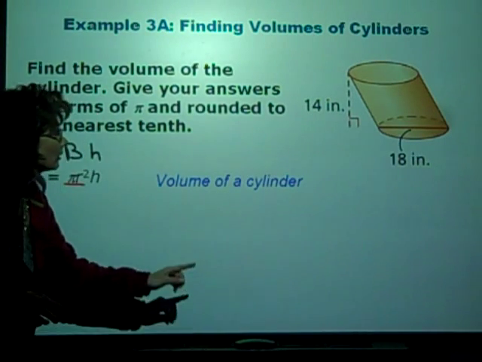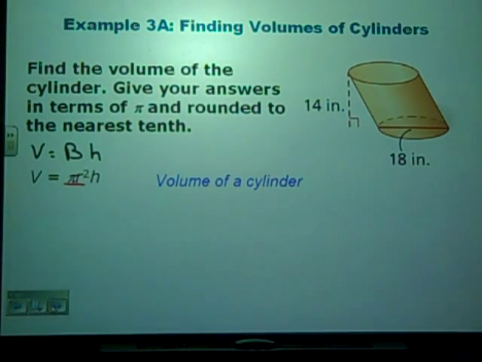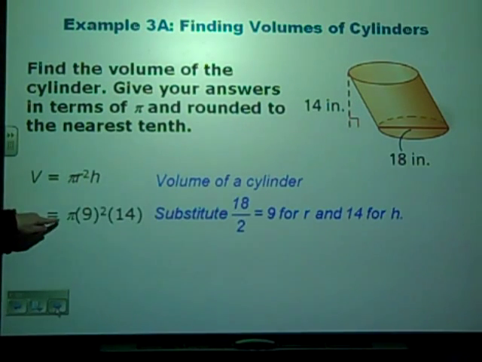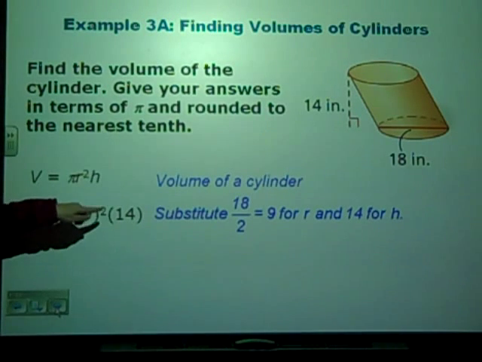So looking at your picture, don't be fooled, don't make mistakes. Look at that and say, that's a diameter, and I need half of that to get the radius. So I'm going to put pi times 9 squared times that height.